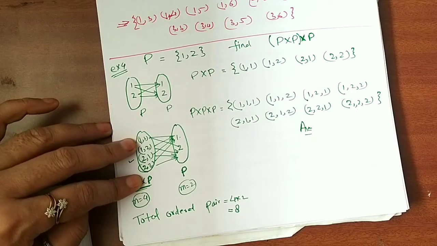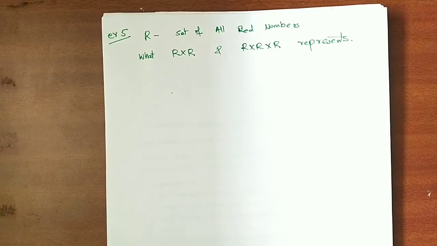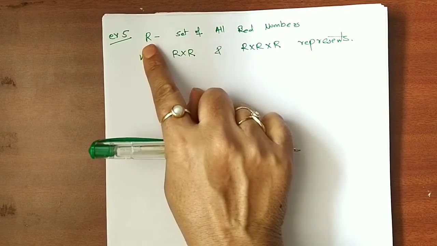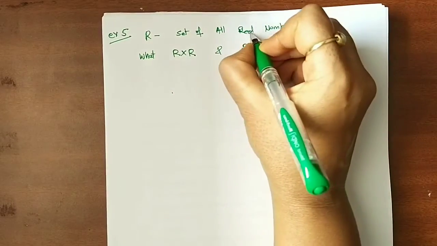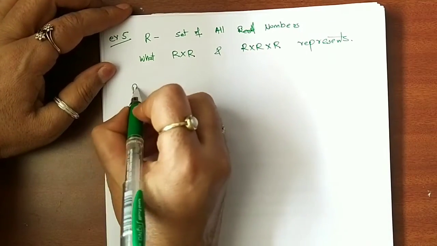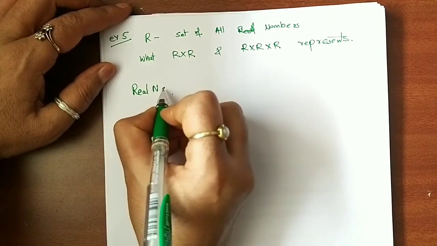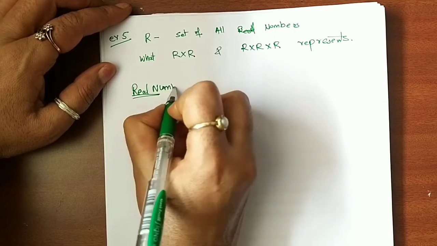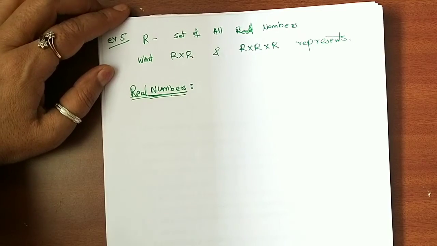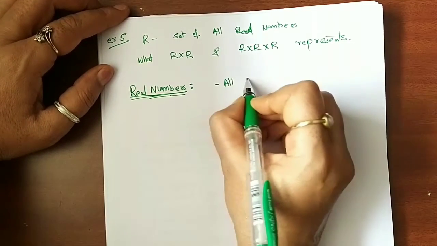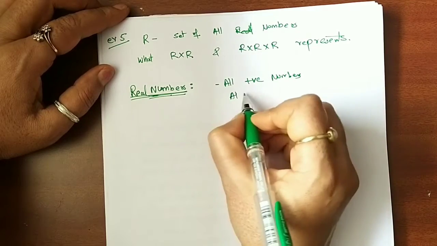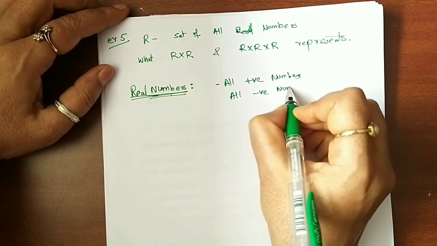One more example, guys. So this is example 5. They are saying R is a set of all real numbers. So first of all, you should know what is the meaning of real numbers. Okay. So real numbers are, guys, the largest possible set of numbers. Like all positive numbers are there. It has all negative numbers.